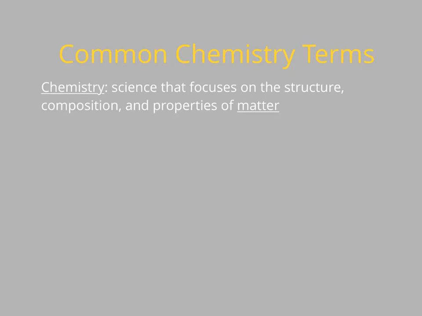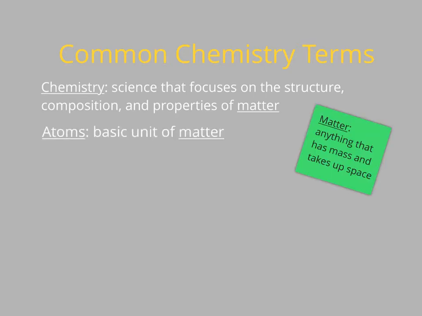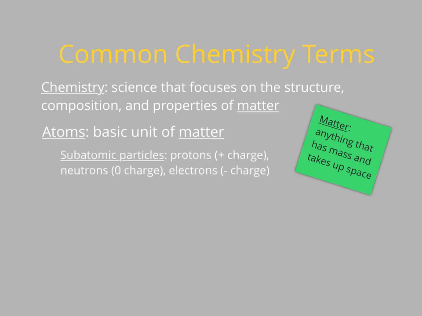So atoms are defined as the basic unit of matter, and they are made up of subatomic particles called protons, neutrons, and electrons. There are, of course, other subatomic particles as well, but we will be focusing just on protons, neutrons, and electrons for this course.